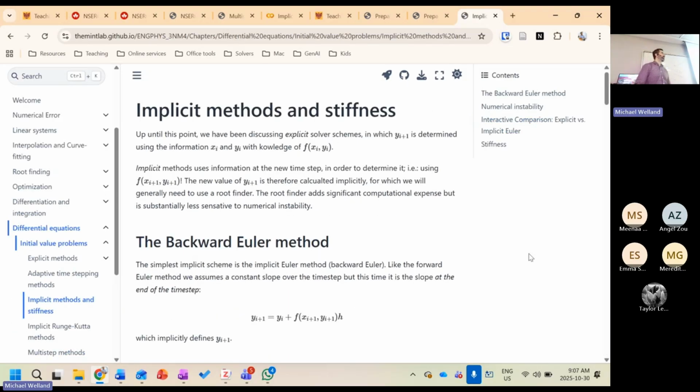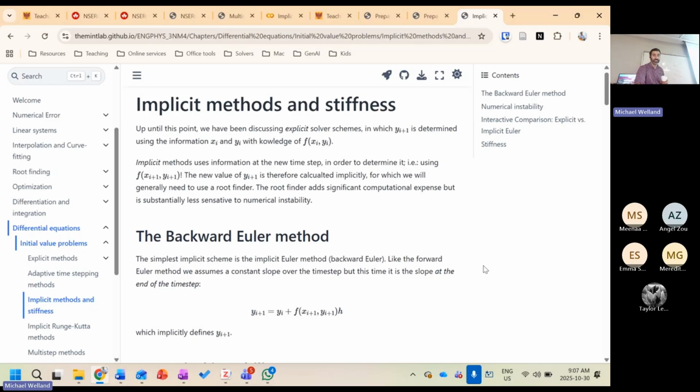Everybody on board? Now we can actually start with today's lesson. Okay. We have been talking about explicit methods. We're using the current time step and the information at the current time step to predict the next. There is an alternative. That is implicit methods. And it actually turns out that this is pretty much a lot more correct answer to use.